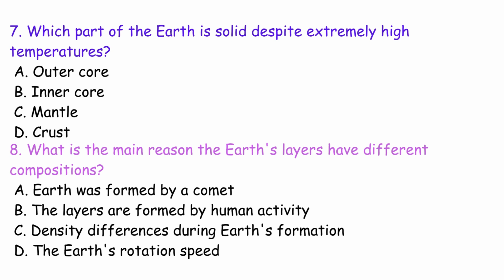7. Which part of the Earth is solid despite extremely high temperatures? A. Outer core. B. Inner core. C. Mantle. D. Crust. 8. What is the main reason the Earth's layers have different compositions? A. Earth was formed by a comet. B. The layers are formed by human activity. C. Density differences during Earth's formation. D. The Earth's rotation speed.